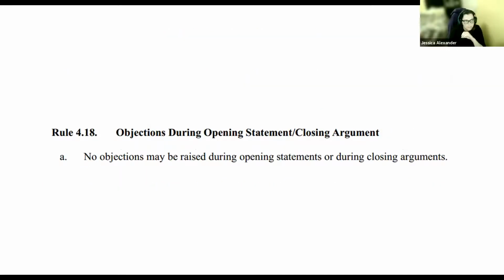No objections can be raised during opening or closing. I would look at this rule really specifically because it does allow for a little bit of argument after the opening and closing is done. If you wanted to try to present some reason why you think an objection was valid, you just cannot stand up in the middle of someone's opening or closing and make that objection.